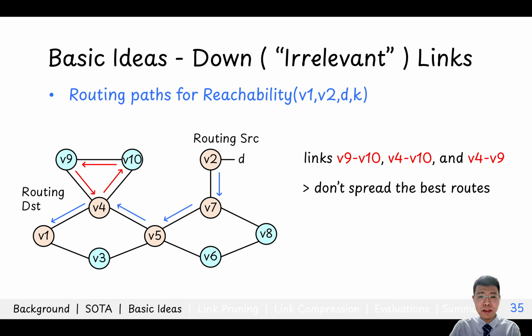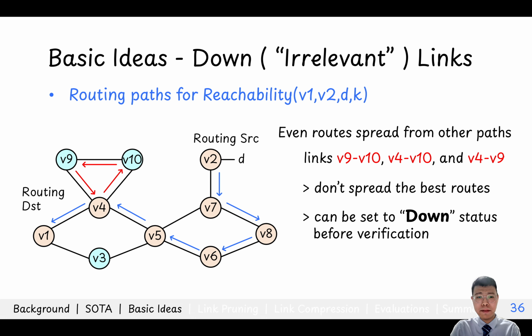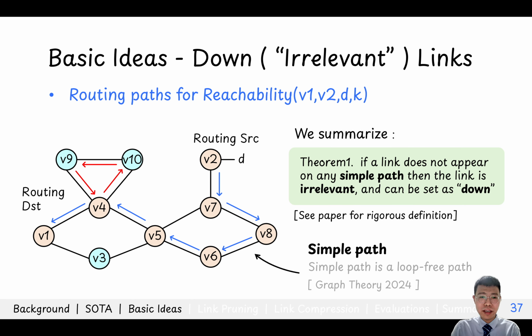We note that these three links don't spread the routes. Even if routes spread from another path, these three links still don't spread the routes. The essential reason is that routes prefer to spread by loop-free paths. Therefore, these links are irrelevant and can be set as down before verification. Here we define a simple path as a path with no repeated nodes, and we summarize a theorem: if a link does not appear on any simple path, then the link is irrelevant and can be set as down. For the rigorous definition, see our paper.